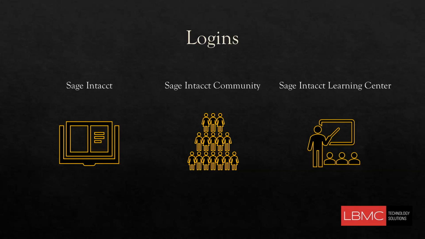Now, as mentioned, you used to have 3 usernames and passwords for all of these. And so if you've been around for a while, you probably think that's still the way it is, but it is not. So once you create a Sage Intacct user in the accounting software, then when they go to the community, or they go to the Sage Intacct Learning Center, there is a button now that just says, log in with my Sage user ID. And if they click that, it will go ahead and log them into the system. So you don't have to create those separate user IDs and passwords anymore.